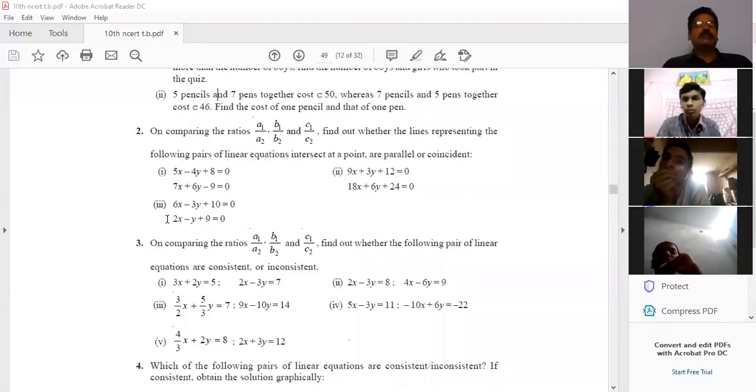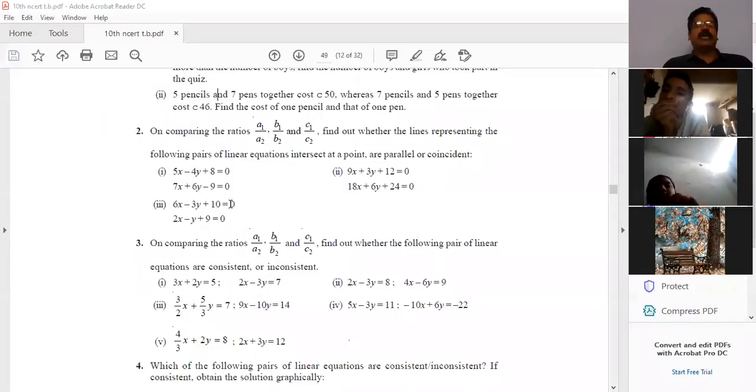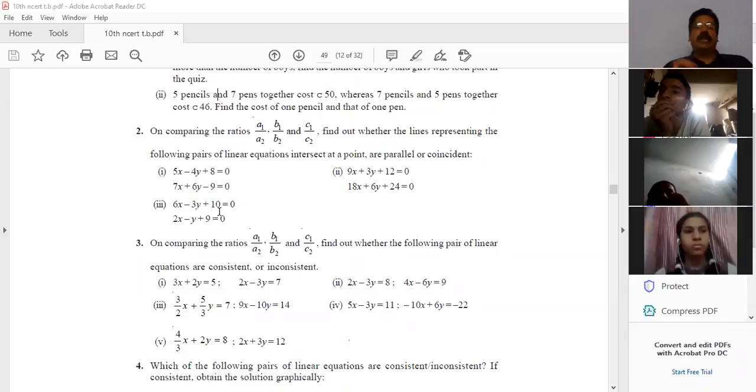Parallel, sir. 6 by 2 is 3. Minus 3 by minus 1 is 3. Both are equal, but not equal to 10 by 9. So parallel, no solution. These equations are inconsistent. Very good.